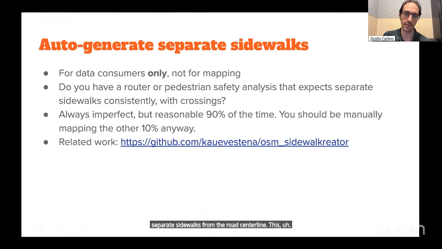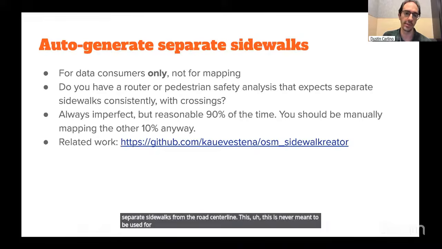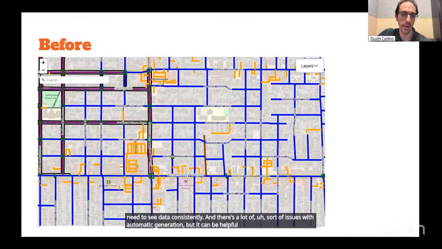This is never meant to be used for mapping. This is only for these analysis cases that need to see data consistently. And there are a lot of issues with automatic generation, but it can be helpful sometimes.